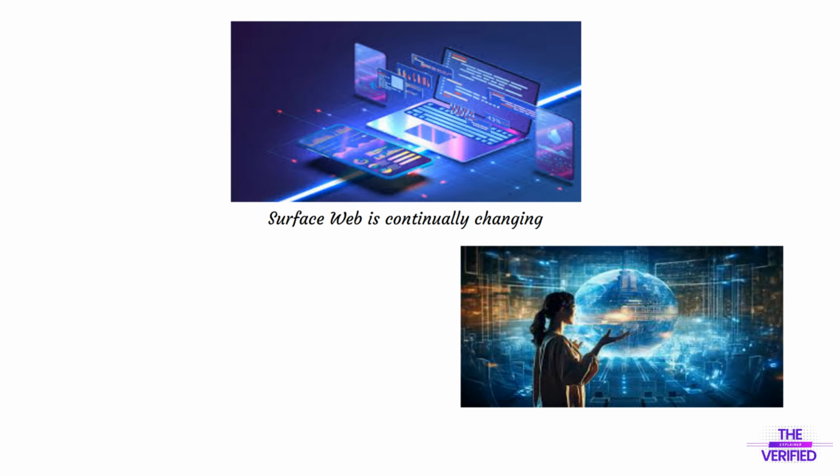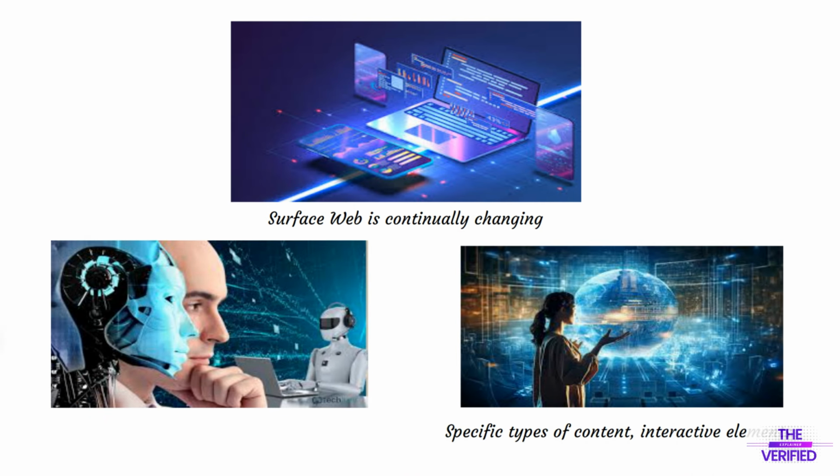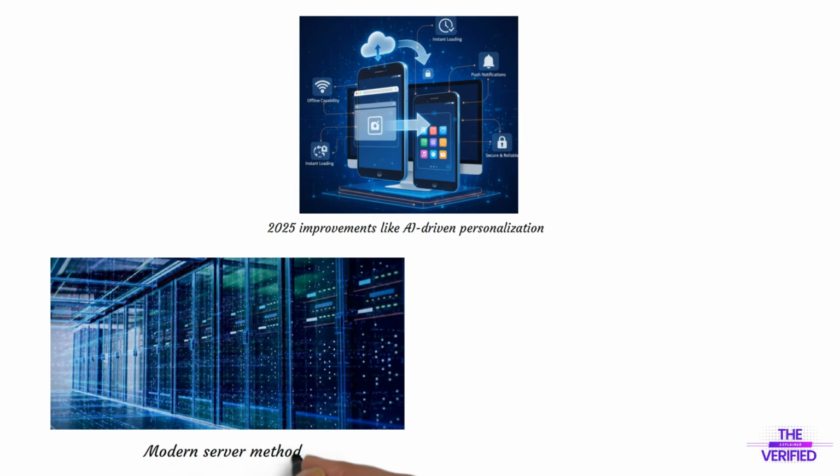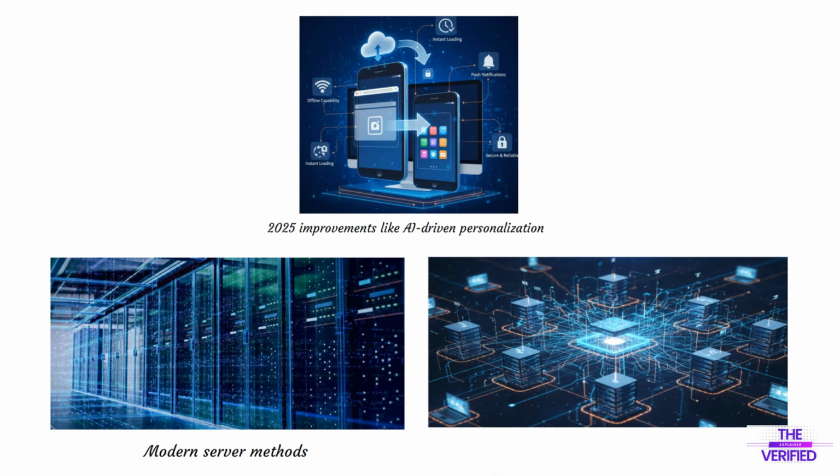The surface web is continually changing as new technology improves. The increasing use of specific types of content, interactive elements, and tools that are powered by artificial intelligence has changed the way we interact with websites. This includes recent 2025 improvements like AI-driven personalization, modern server methods, distributed computing, and progressive web apps, PWAs, for experiences that are faster and act more like an application.